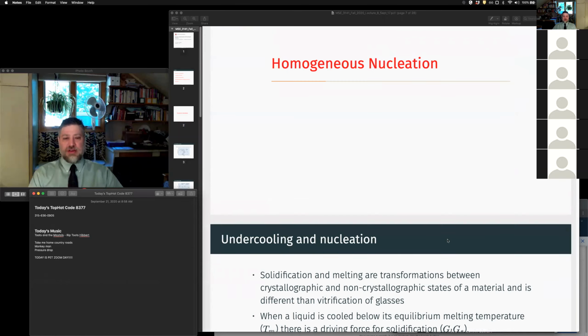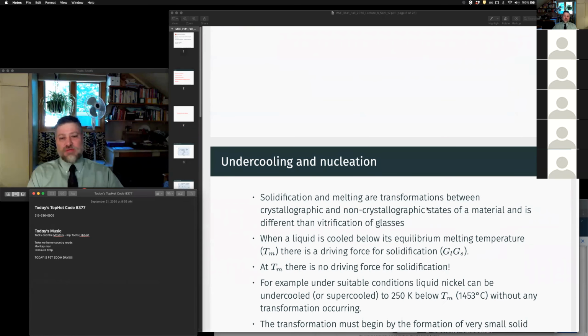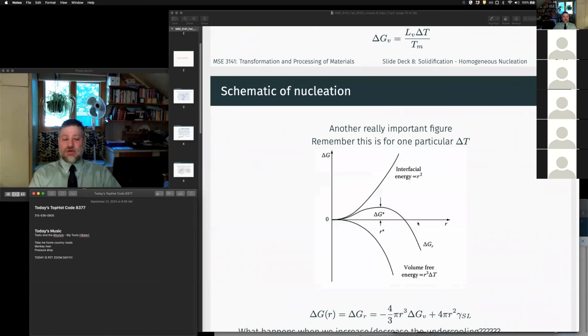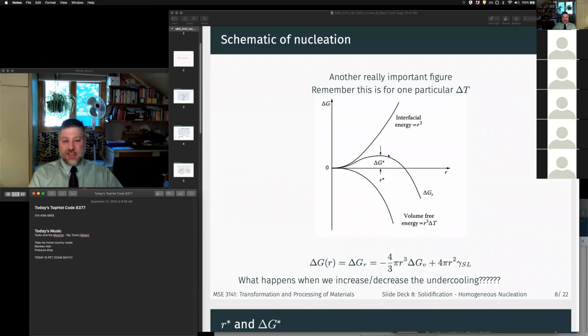Okay, so on Friday we talked about homogeneous nucleation, and we said that even though this never really happens in real materials, it's a really important theoretical understanding. And I want to just take 5 seconds and go over this figure again, because this is one of the most important figures from this class, right? And it encapsulates so many really fundamental physical concepts, right? That without an undercooling, we don't have any driving force for nucleation, right?